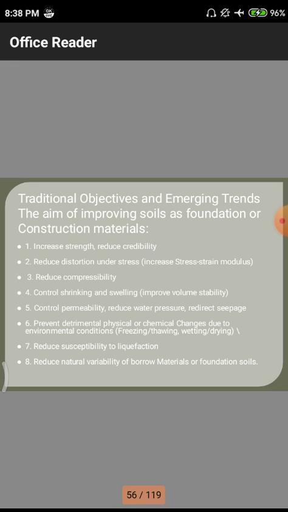Next one, reduce the susceptibility of liquefaction. This liquefaction means whenever water enters into the subsurface conditions, automatically the voids will attract this water, and the total structural profile will change due to the entrainment of a huge amount of water. This kind of situation is called liquefaction. Due to this liquefaction, a huge amount of structures are facing cracks.